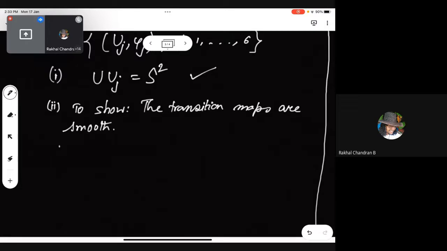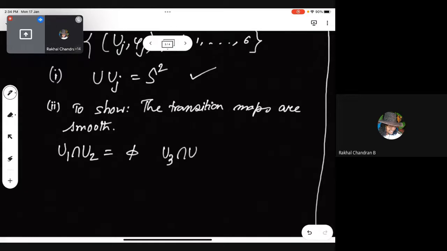So consider U1 intersection U2. So what is this set? Empty. Right. So this is empty, so there is no transition function here, which is vacuously true. Transition functions are vacuously smooth. So similarly, U3 intersection U4 is also empty, and U5 intersection U6 is also empty. They do not have intersection. They are disjoint sets.